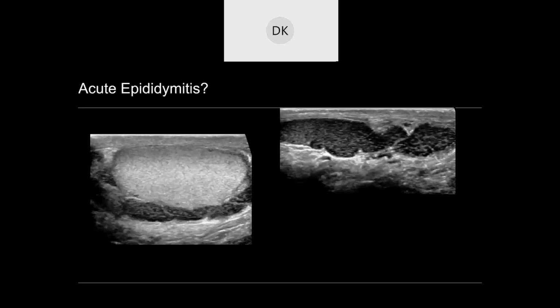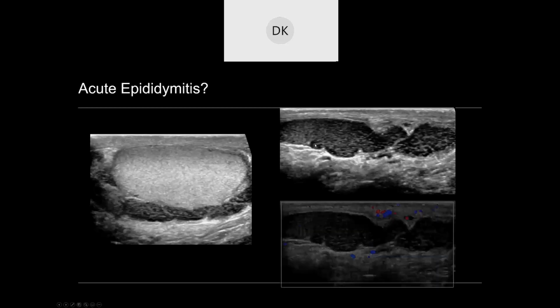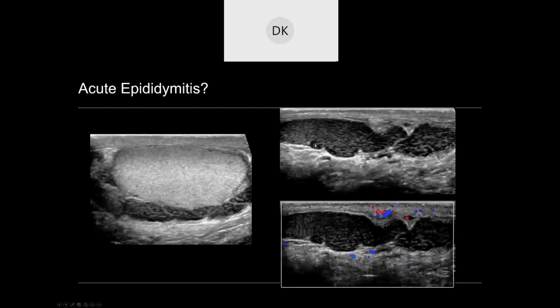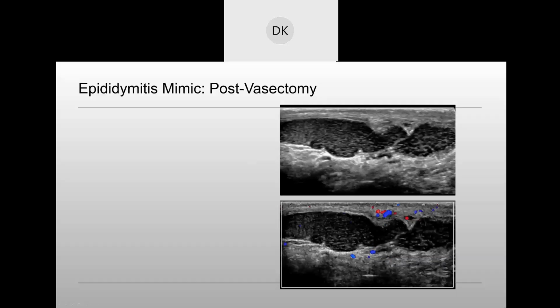And here's a fake-out case. Is this acute epididymitis? Well, it looks a little suspicious, right? We see an enlarged, heterogeneously hypoechoic epididymis. But then when we add color Doppler, it's not really hypervascular at all. And this is a potential mimic of epididymitis that we can see after vasectomy.